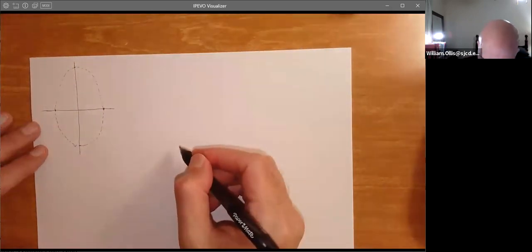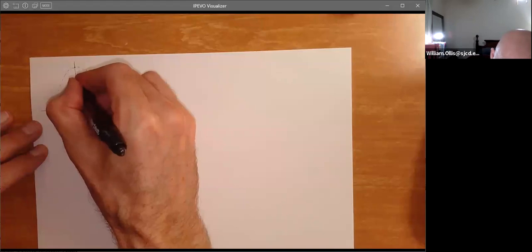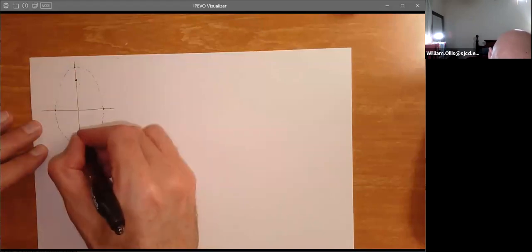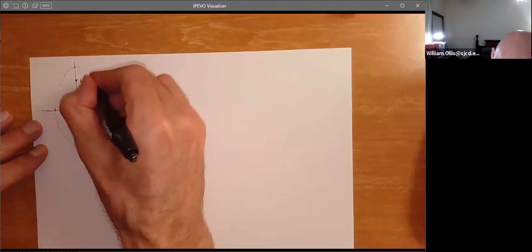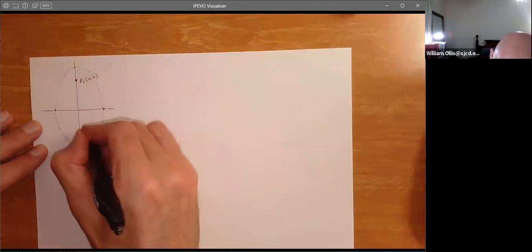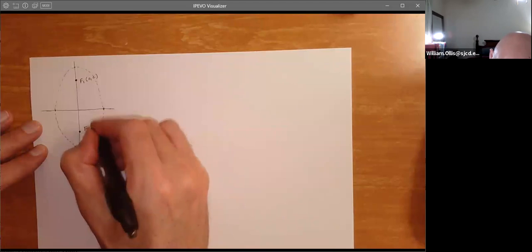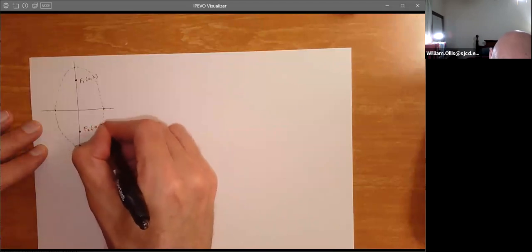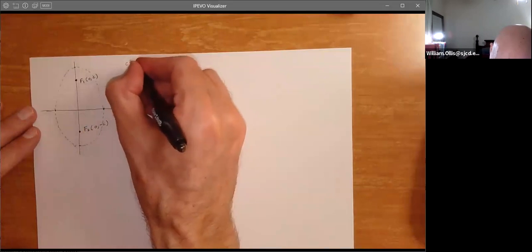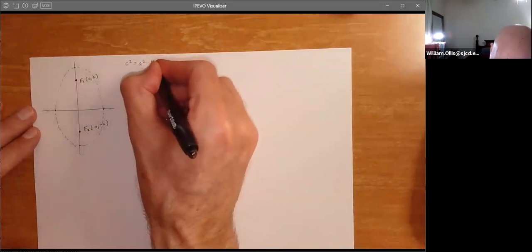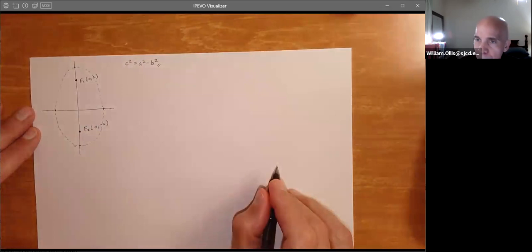So if we have this ellipse, again, we're thinking of the foci being oriented vertically. So focus 1 will be (0, c), focus 2 will be (0, negative c). Again, remember, c squared is the same. It's not going to change. c squared equals a squared minus b squared. That's the relationship that we've established.